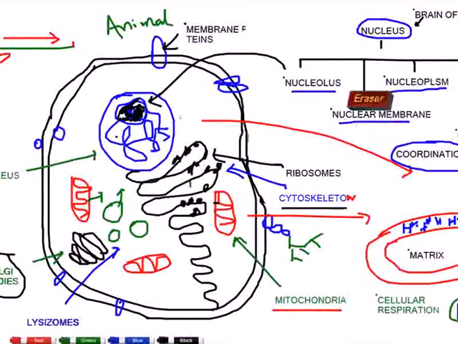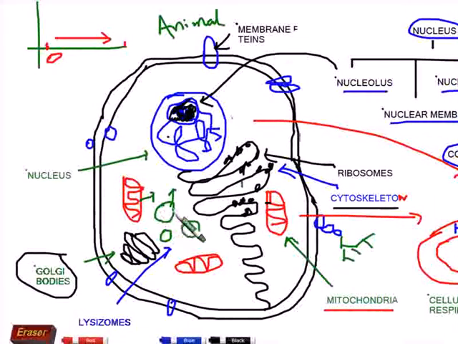So what does the lysosome do? The lysosome has specific types of functions. What are those functions? Lysosomes are actually sacs filled with enzymes. What kind of enzymes? They are filled with hydrolytic enzymes.